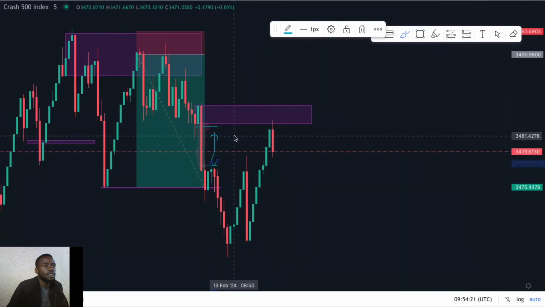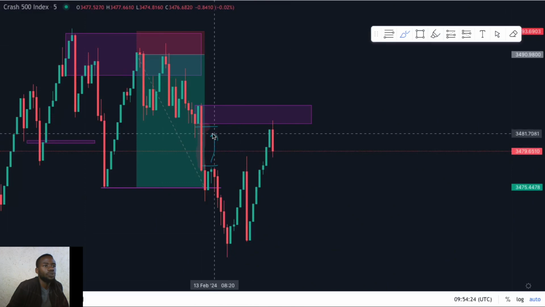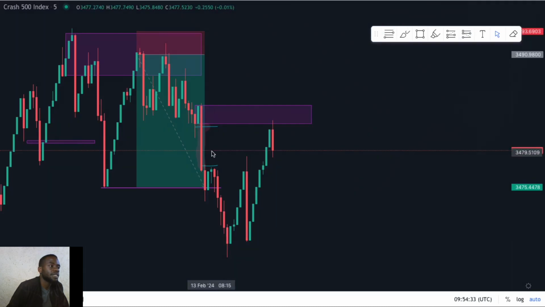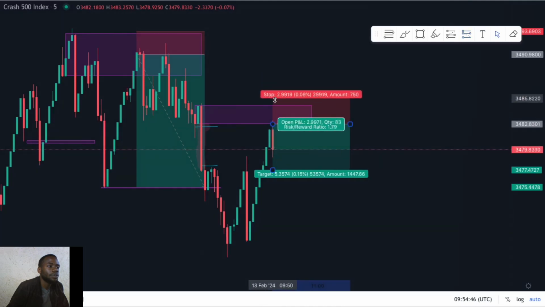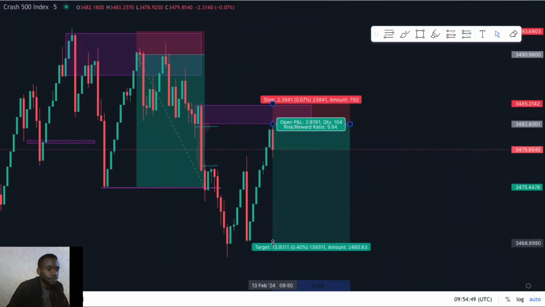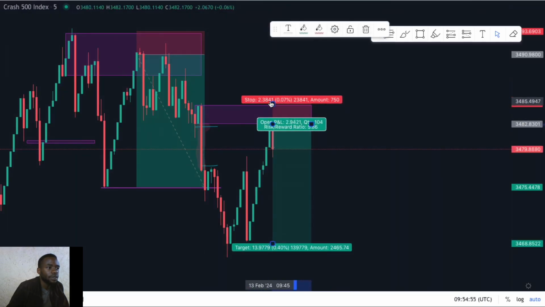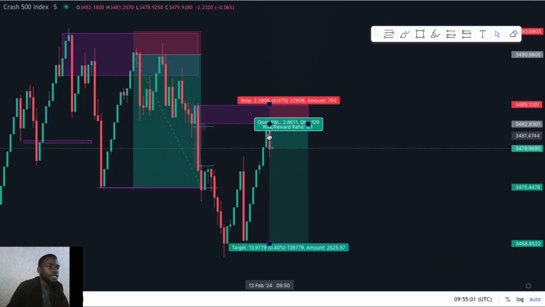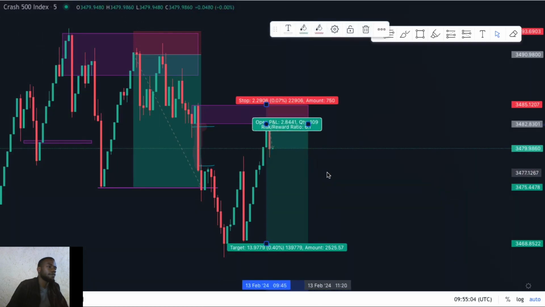That imbalance had to be filled, and we had price coming back to fill that imbalance. And then just on top of that imbalance, as we discussed in the last video, there was an order block. Price tapped onto that order block, and now it's in profit already. Stop loss here, and we are targeting this low. It's a 1:6 risk reward ratio, and the trade is already activated and it's playing out very well.